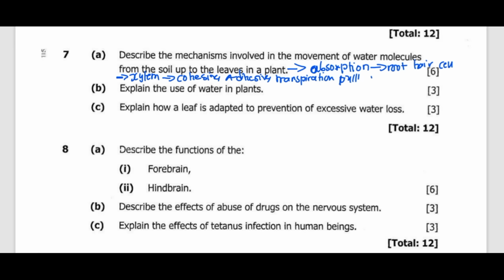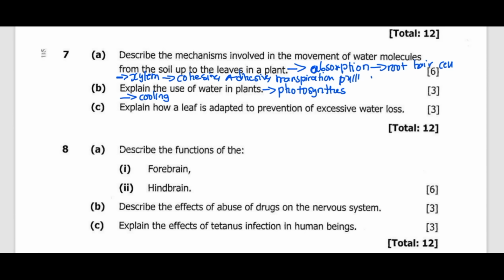Then for B, what we can share is to explain the use of water in plants. Why do plants need water? The first one is for the process of photosynthesis. So water is needed for photosynthesis. So you explain about photosynthesis. Then the second one, we'll look at cooling. Cooling, we'll look at in terms of seasons where there is high temperature.